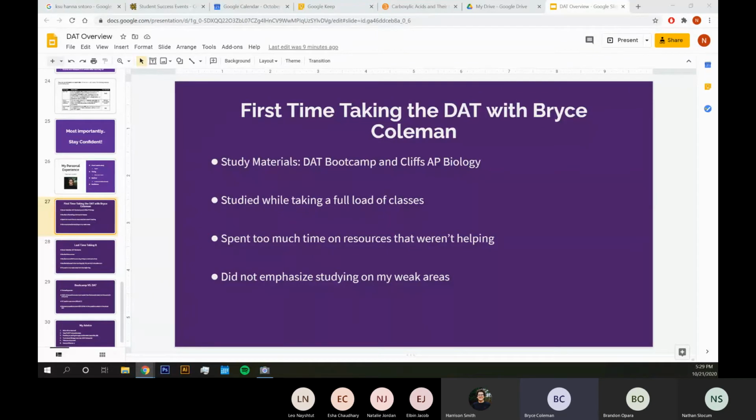The next fall and then that next spring, which is this spring, I took more of my upper level bios. But the study materials I used for the first time taking it were DAT Boot Camp and Cliff's AP Biology. Out of both of those, at least for the biology section, I definitely recommend DAT Boot Camp. But I studied while taking a full load of classes, and that is where I was struggling.